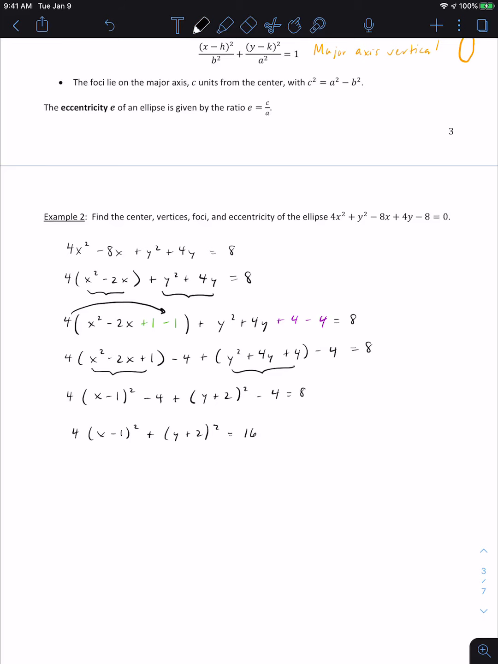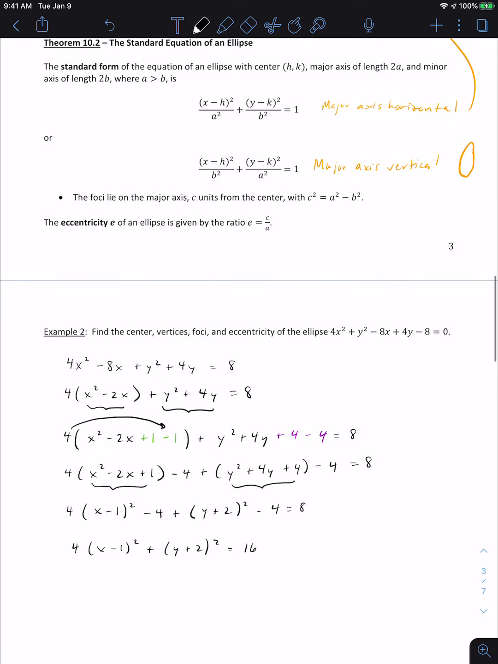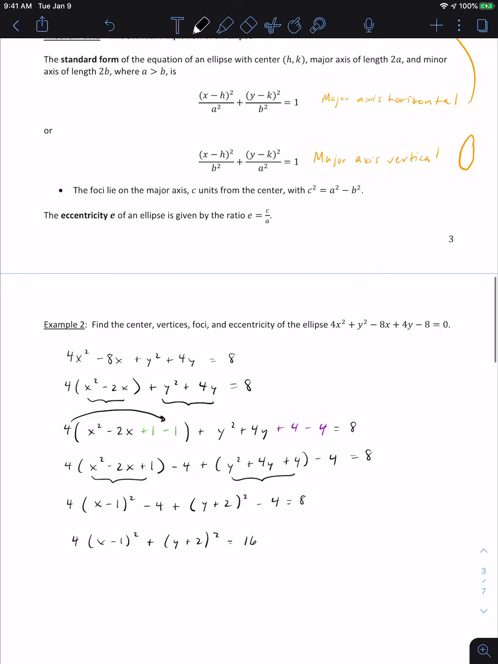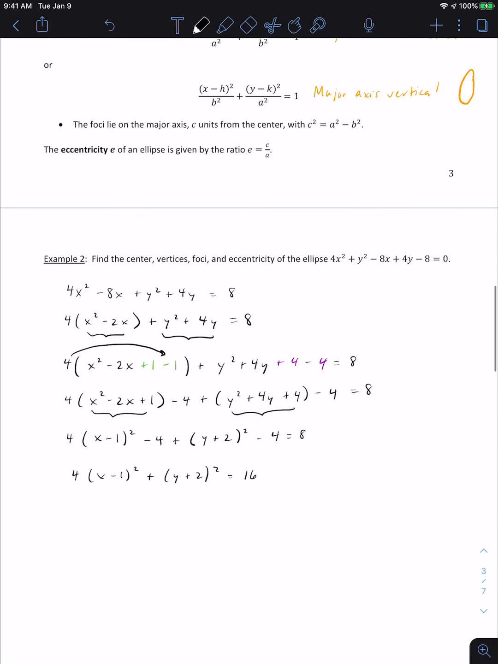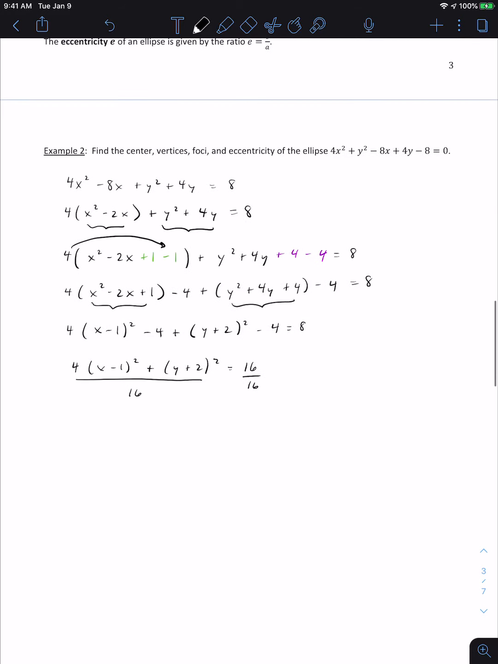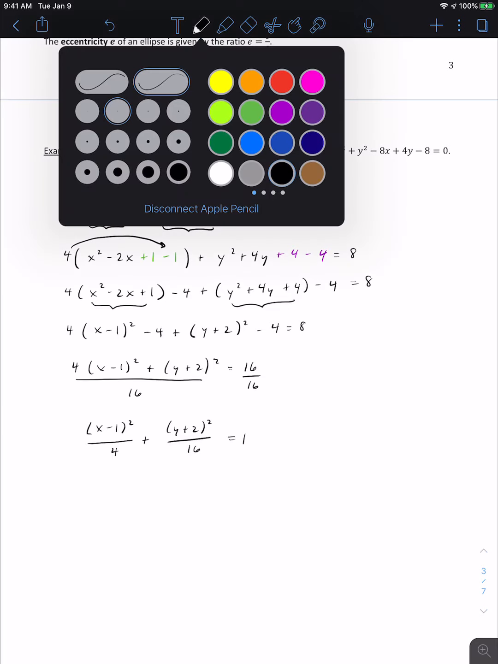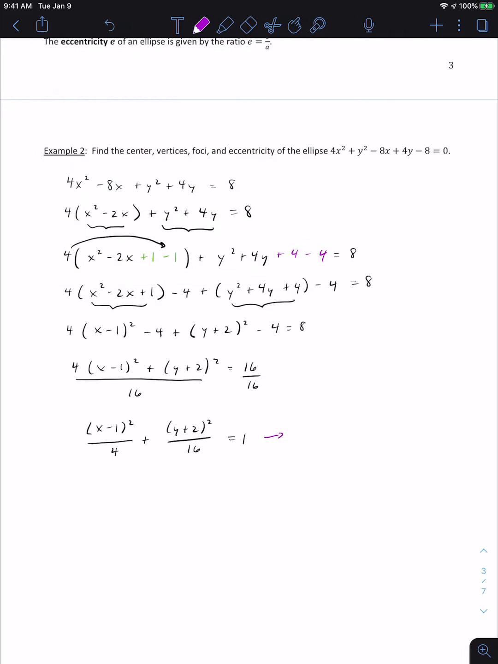Okay, then finally, to put it in standard form, remember I need to have 1 on the right side of my equal sign. So I need to divide everything by 16. So if I divide everything by 16, I'm left with x minus 1 squared over 4 plus y plus 2 squared over 16 is equal to 1. So now I am in standard form.